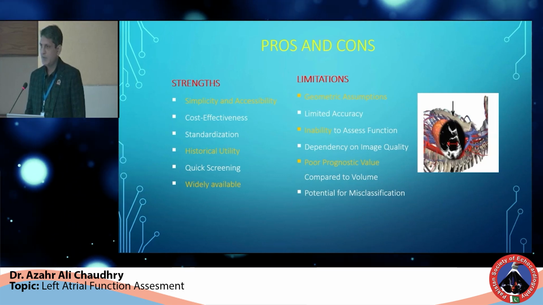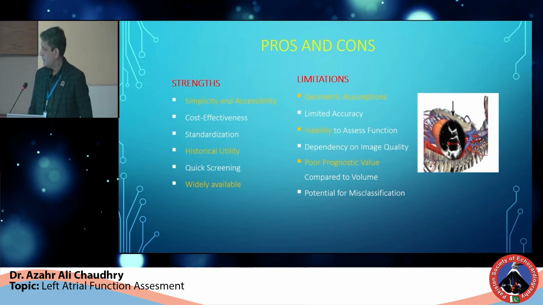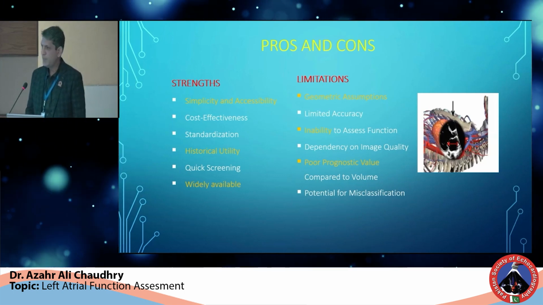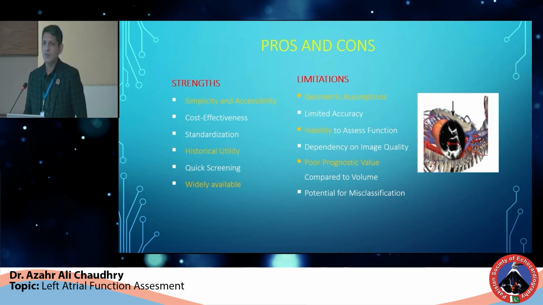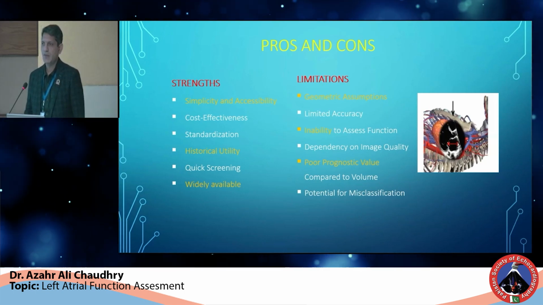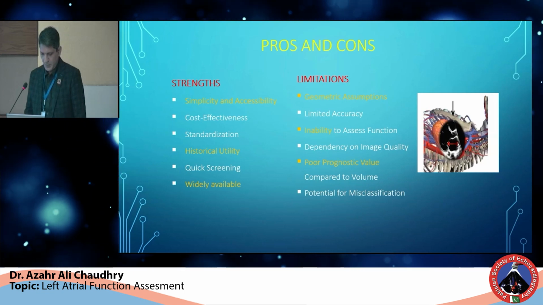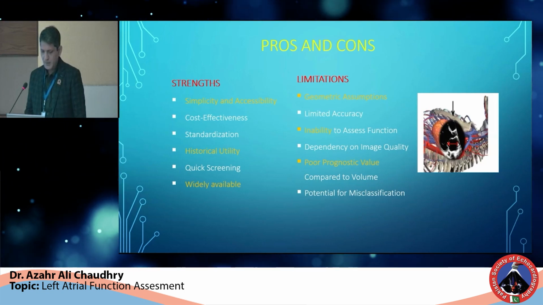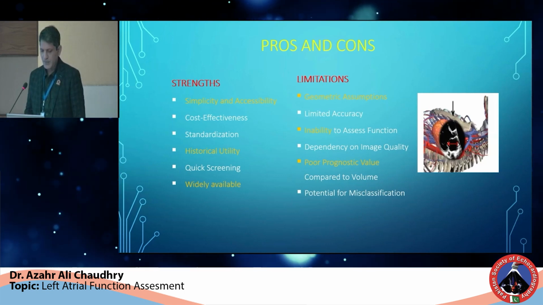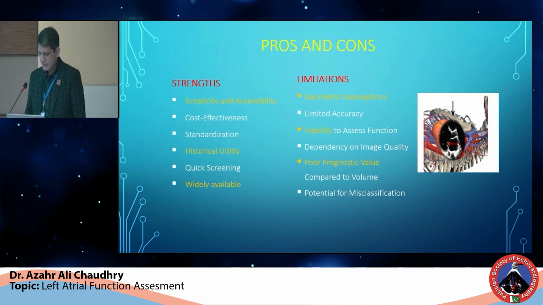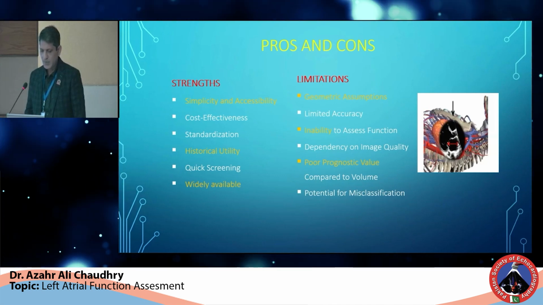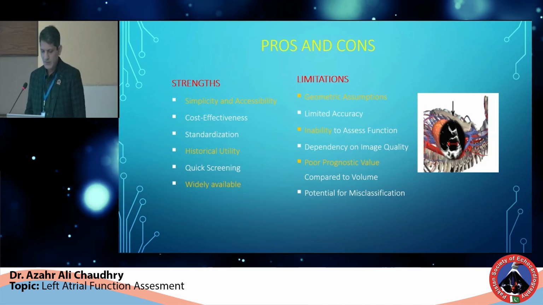Since the left atrium is placed in the chest in a way that it does not enlarge in AP dimensions at the earlier stage, most of the time the linear dimensions underestimate the size of the left atrium. And because of these geometric assumptions and inability to assess left atrial function, these methods are now not recommended in the guidelines to measure the left atrial size.